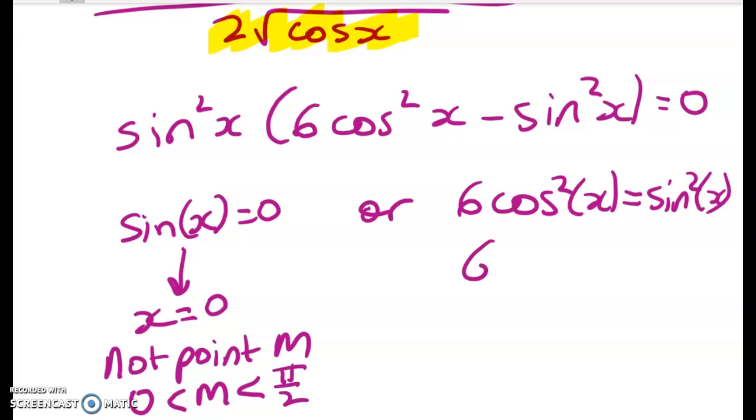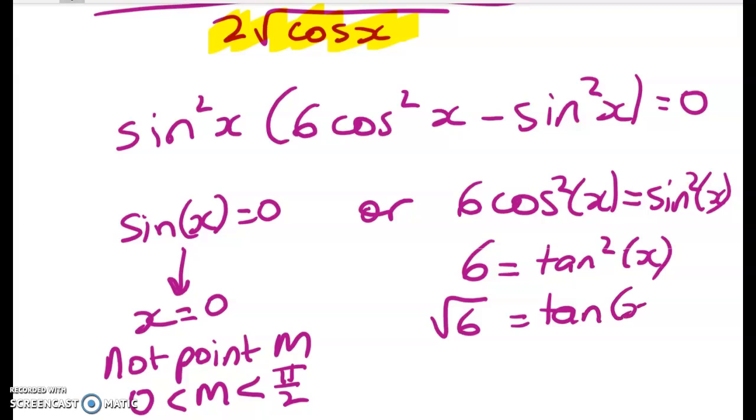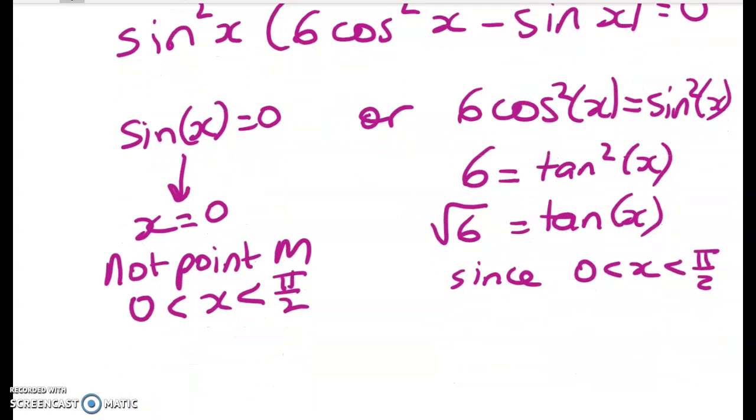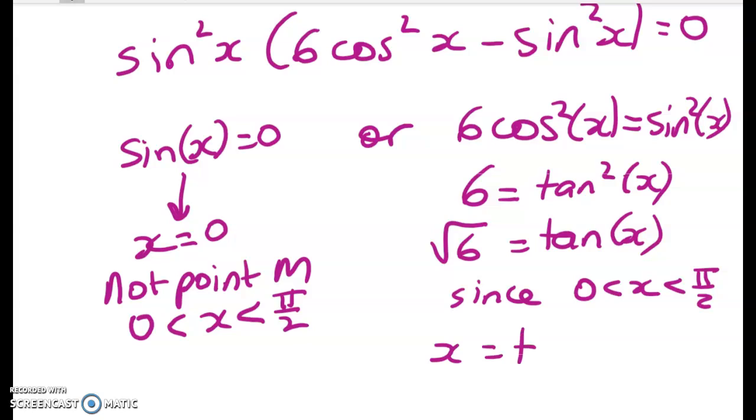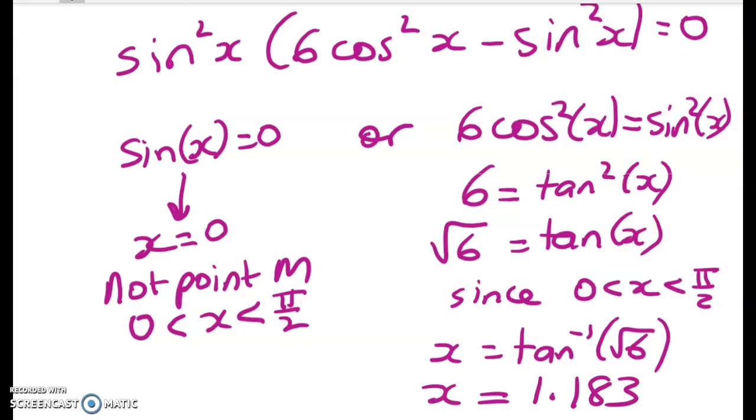Here we've got 6 is equal to tan squared x, so we're back where we were. Root 6 is equal to tan x. So that should really say x is between 0 and pi on 2. So again, x is equal to tan inverse of root 6, which equals 1.183.